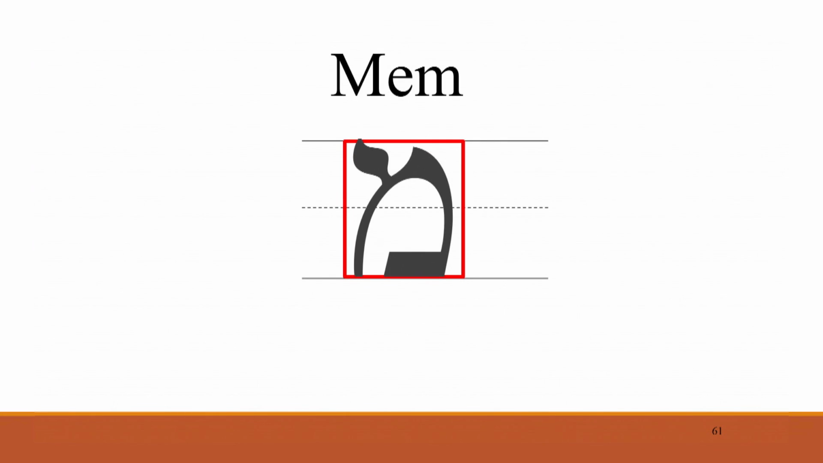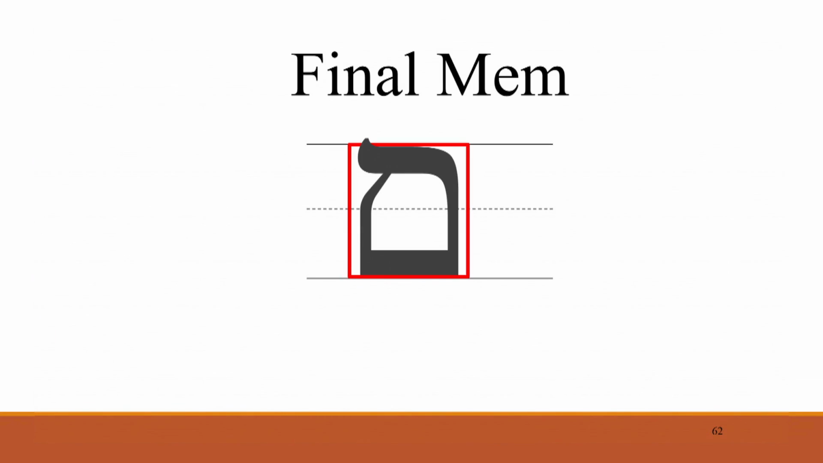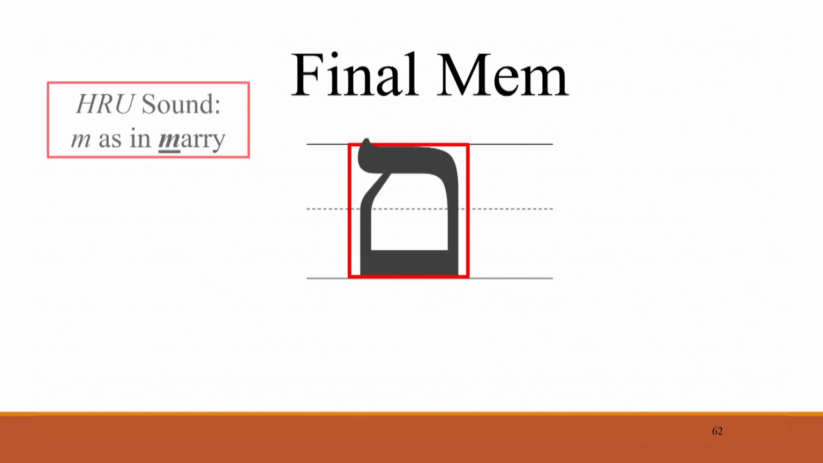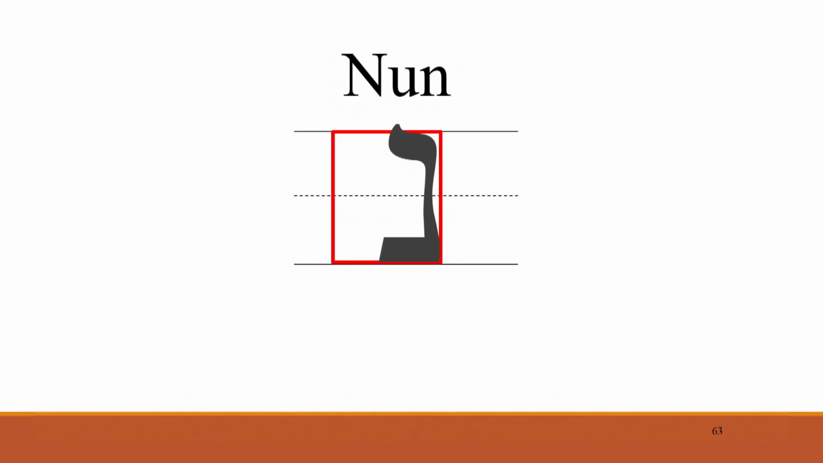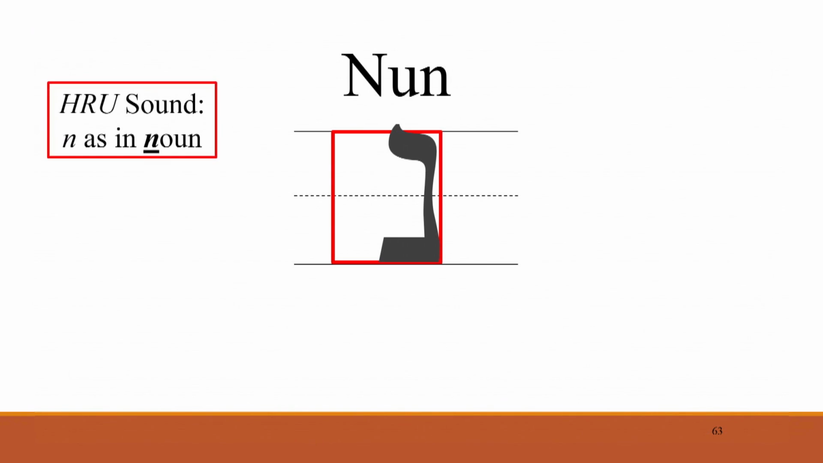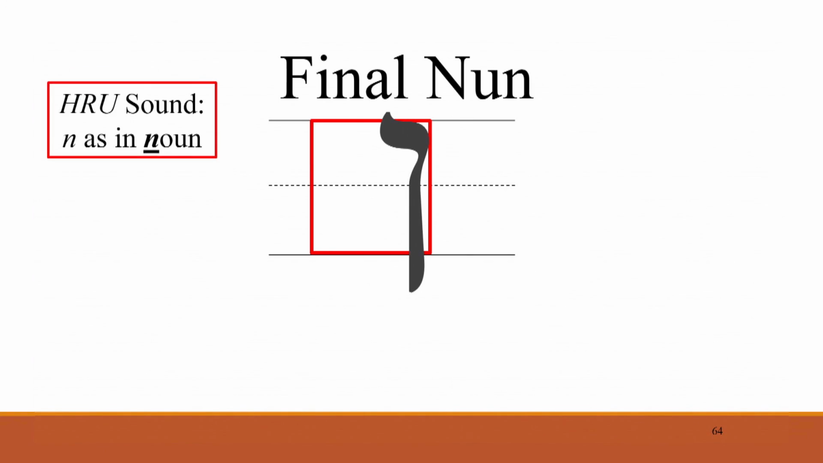The next letter is Mem. Makes the m sound as in Mary. Same in modern Hebrew. And the final Mem, it makes the same sound. You'll notice that there's no difference in the sounds made by regular letters and their final forms. And our fourth, the Nun, it makes the sound n, as in noun. Same as in modern Hebrew. And the final Nun makes the sound n, as in noun.